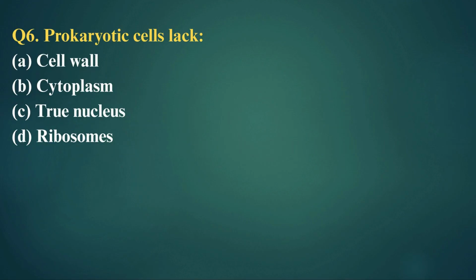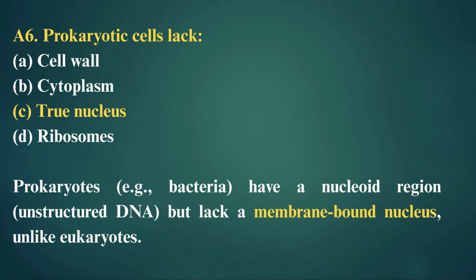Question 6. Prokaryotic cells lack A. Cell wall. B. Cytoplasm. C. True nucleus. D. Ribosomes. Answer is option C. True nucleus. Prokaryotes like bacteria have a nucleoid region, unstructured DNA, but lack a membrane-bound nucleus, unlike eukaryotes.